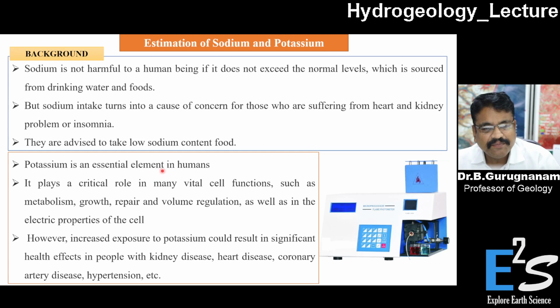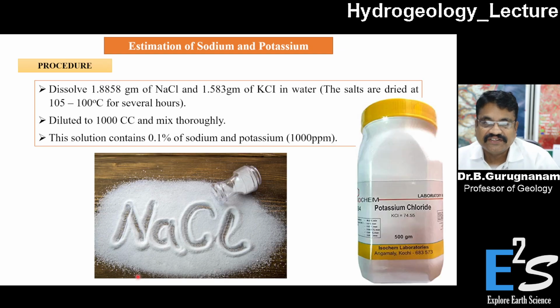Potassium is an essential element in human beings. It plays a critical role in many vital cell functions such as metabolism, growth, repair, volume regulation, as well as in the electric properties of the cell. However, increased exposure to potassium could result in significant health issues in people with kidney disease, heart disease, coronary artery disease, and hypertension, etc. How is this being calculated, sodium and potassium?